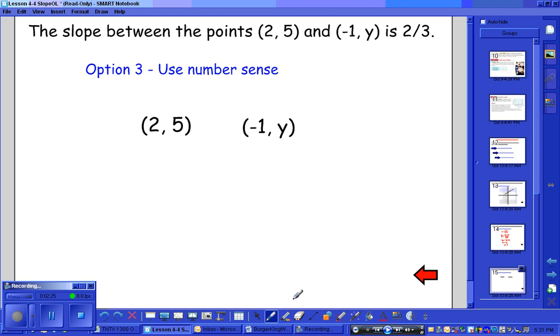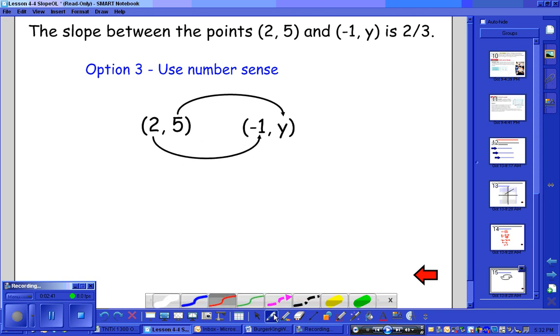Our third option is to use just a little bit of number sense. All right, we know that the slope is 2/3. Consider the change in y. Well, we really don't know what the change in y is right there. All right, how about the change in x? Can we find the change in x? Sure. The change in x right now is a decrease of 3 units. From 2 to -1 is a decrease of 3 units.